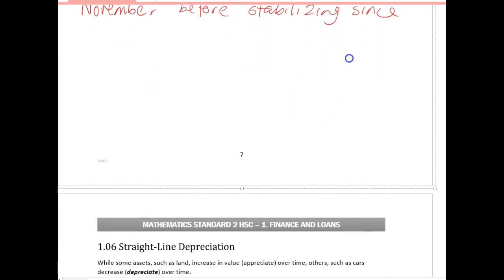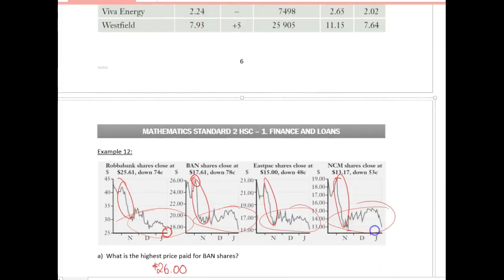Anyway, that's it for share tables and graphs. As you'll see, there's a lot less calculation here and a lot more analysis of trends and patterns.